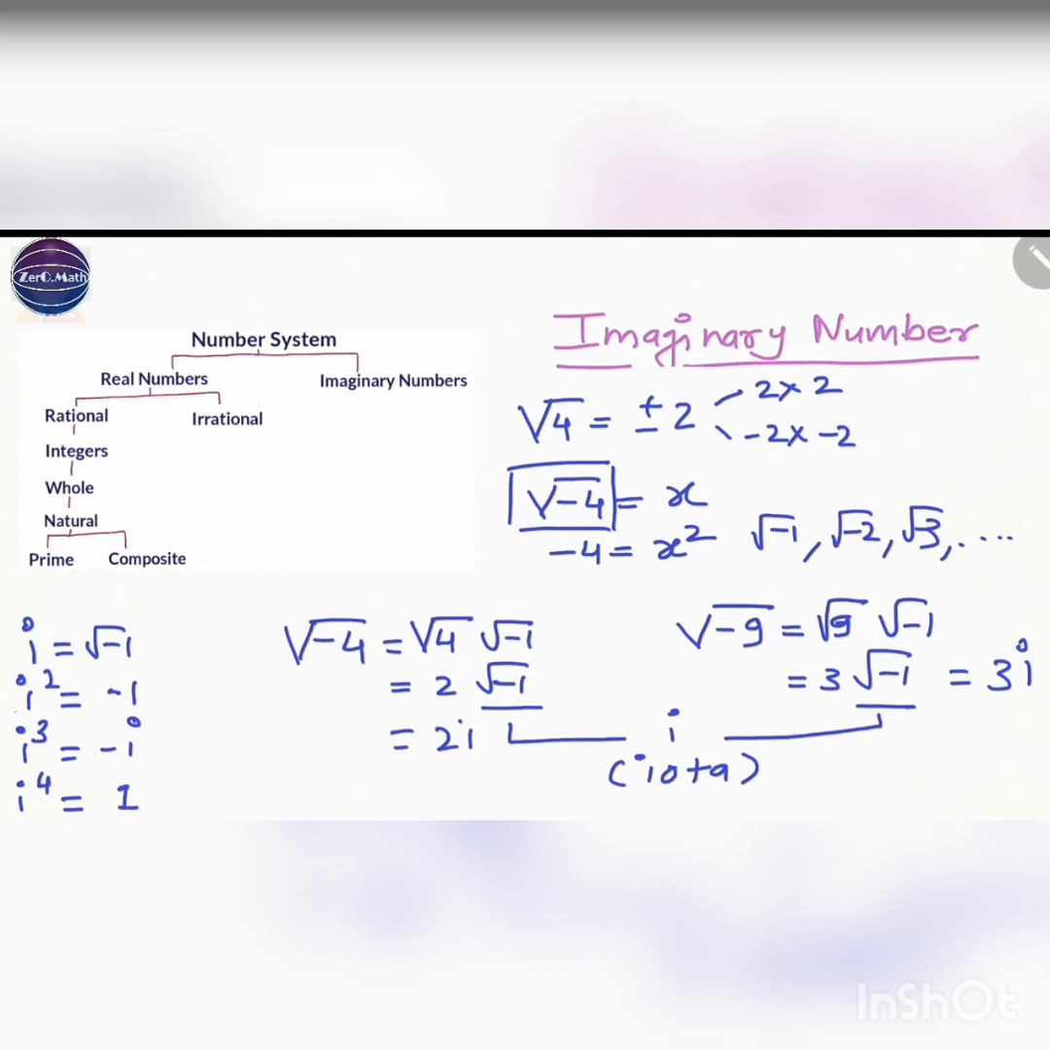So friends, this is the basic concept of imaginary numbers. We will come up with the advanced concepts in the next videos.